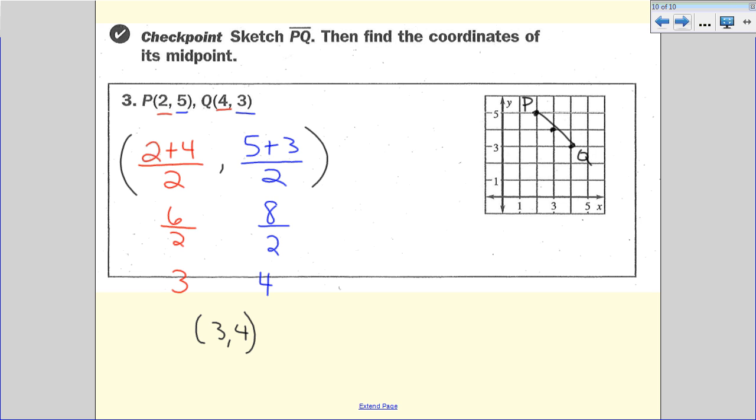Now my diagram didn't look like it intersected there, but if we are a little bit more careful with our drawing, if we use a straight edge, it should go right through that midpoint of 3, 4. All right.